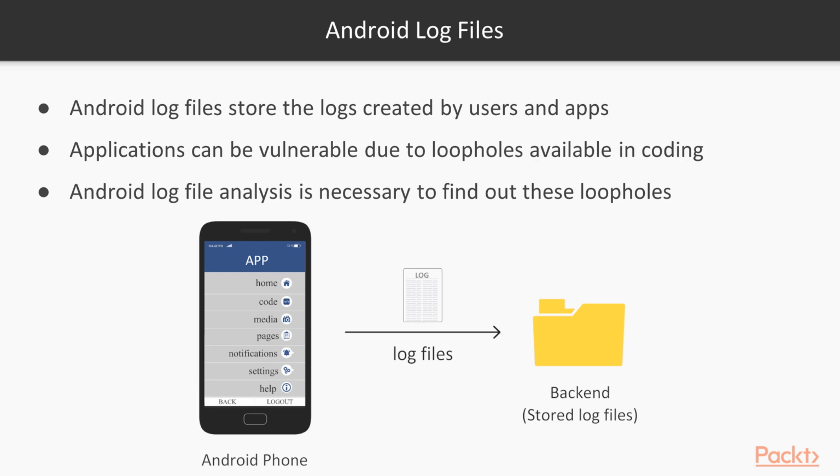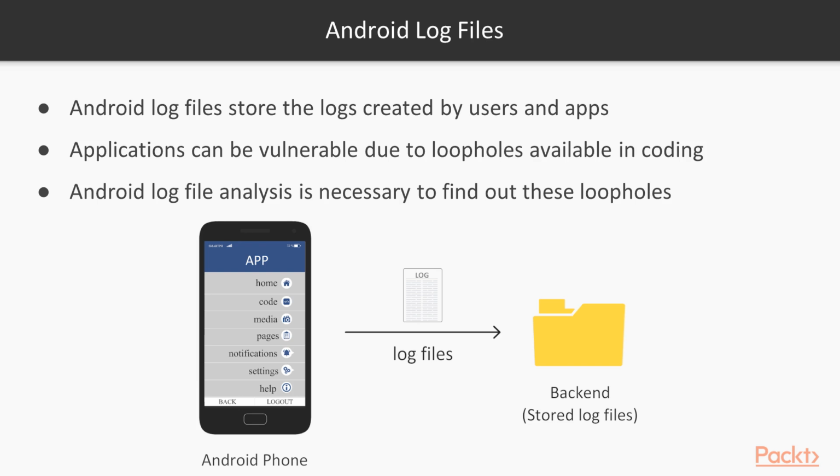Apps can be vulnerable due to loopholes available in coding. Absolutely correct. For example, in this mobile there is an app A, right? And A contains the user's username, password, and card information, etc. For example, if app A is vulnerable, what will happen? When app A creates logs inside the Android machine, they will be inside the log files. So maybe due to the vulnerability inside app A, in the log files you can find secret information, some user information, user credentials in plain text.